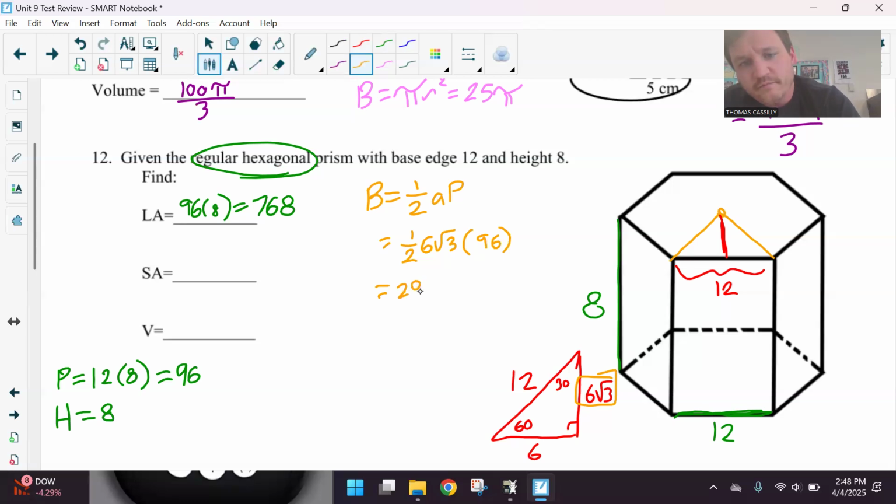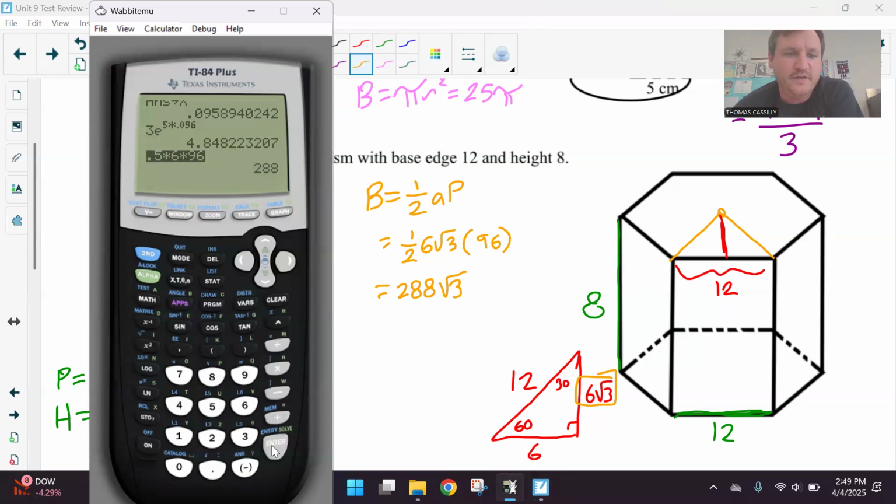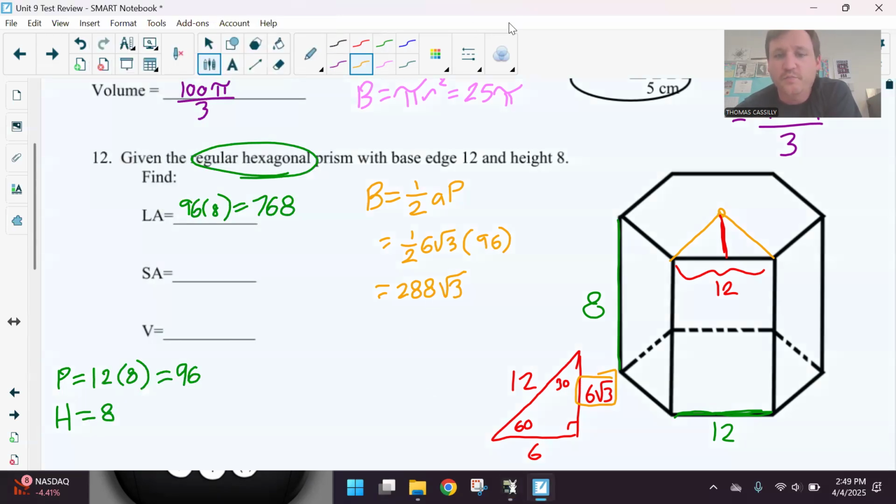So 288 square root of 3. If I put all of it in there, the 0.5 times 6 times 96 and then times the square root of 3, come on, there we go. It's typing it all exactly in there, but your calculator is going to spit out that decimal. And this is an approximation, right? We would round this at some point. I'm trying to avoid rounding when possible. So that's why I leave that square root of 3 off until I just stick it right back on at the end. So multiply all the nice numbers together and then just throw the square root of 3 back in there. So that is your base.